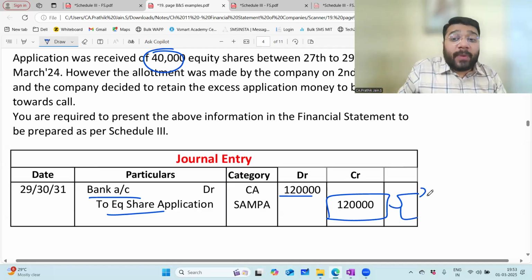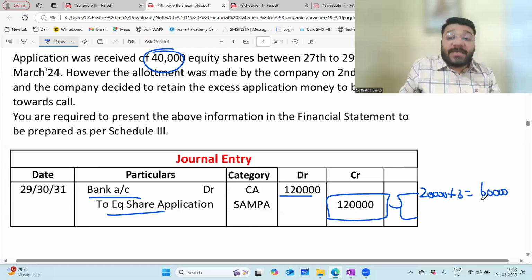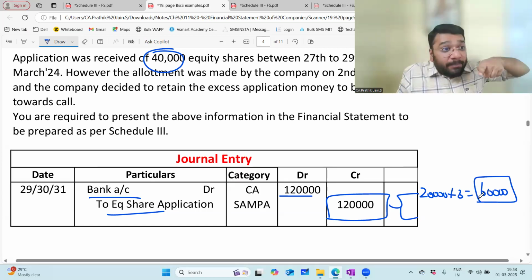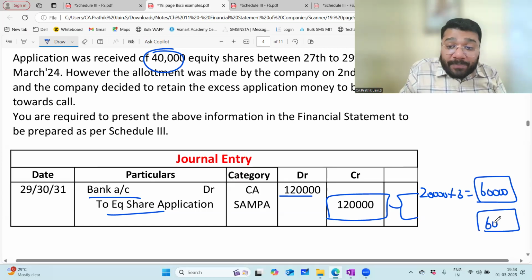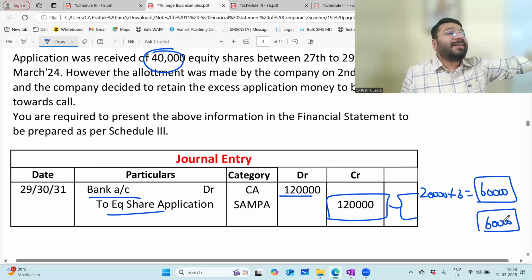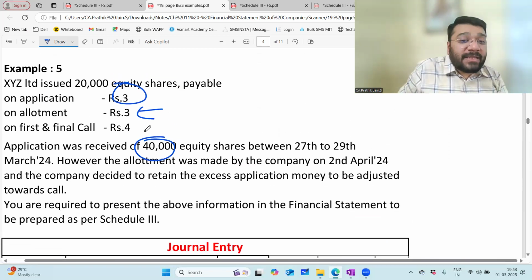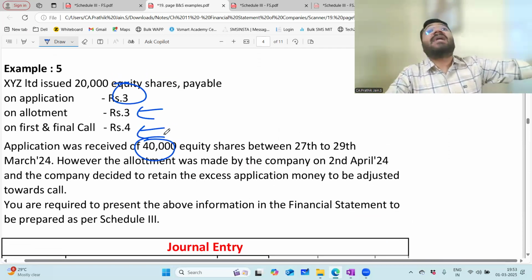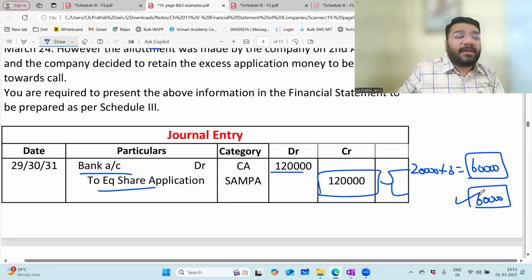Out of this, 20,000 shares at 3 rupees, which is how much? 60,000 rupees I'm going to allot on 2nd April. So this 60,000 will go to share application money pending allotment. Correct? The remaining 60,000 rupees, I am not going to refund. I am going to adjust it with the subsequent call. Means what? I don't have to collect money at the allotment stage and the first call stage. No, I will adjust against it. So I will take the remaining 60,000 to calls in advance.